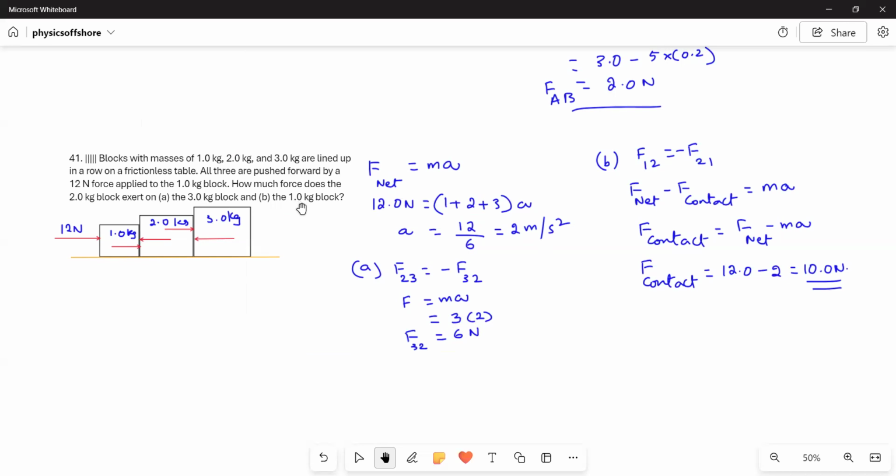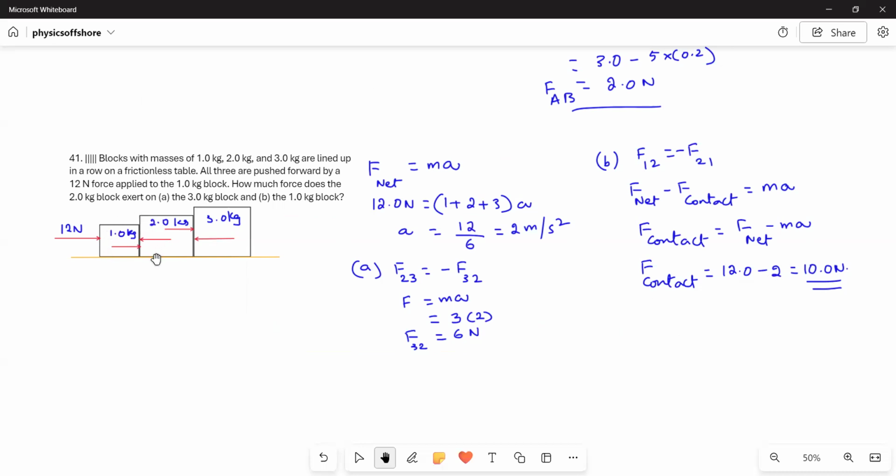Now, what is the contact force between the 2 kg block and 1 kg block? So for that, I will take this one. F net minus F contact is equal to ma. So I have to find out the F contact. So F contact is equal to F net minus ma, no? So here, what is the F net? 12 newtons. And then the ma is 1 kilogram times the acceleration, which is 2. So 12 minus 2 is equal to 10 newtons. So 10 newtons is the contact force between the 1 kg block and 2 kg block, or the force applied by the 1 kg mass on the 2 kg mass.